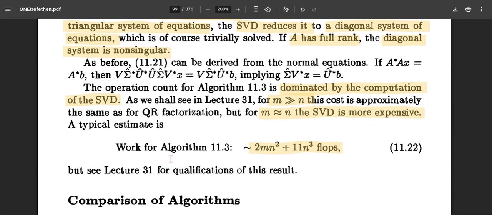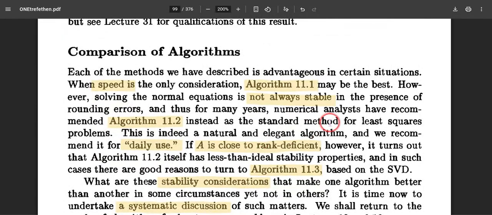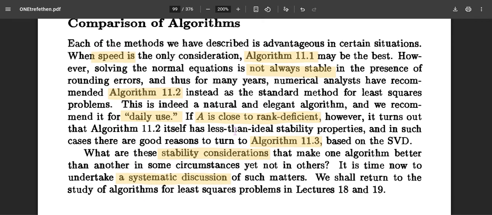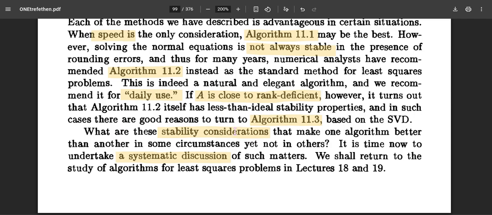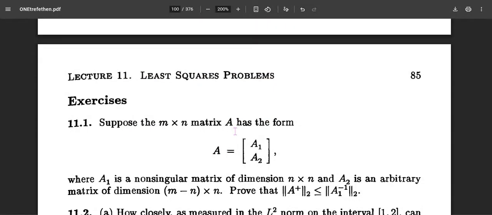So these are the three methods, and comparing these algorithms, the first is a bit speedy, but it's not stable. The second is okay, a standard method, but it's not that easy when A is rank deficient or ill-conditioned. So the only way to solve ill-conditioned matrices, which commonly occur in data mining applications, is to go for the SVD way of solving least squares problems. Hopefully you'll see what conditioning and stability are in the next part of the lecture series. Thank you.